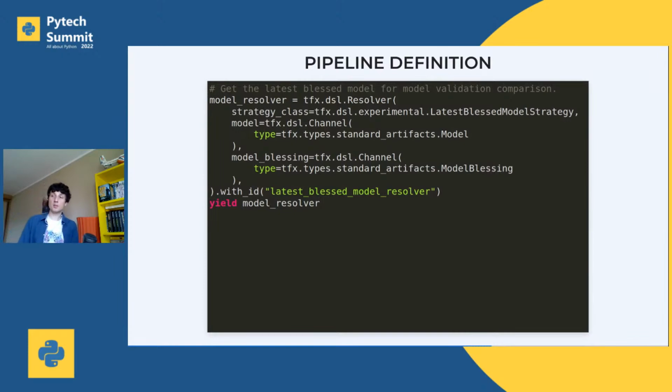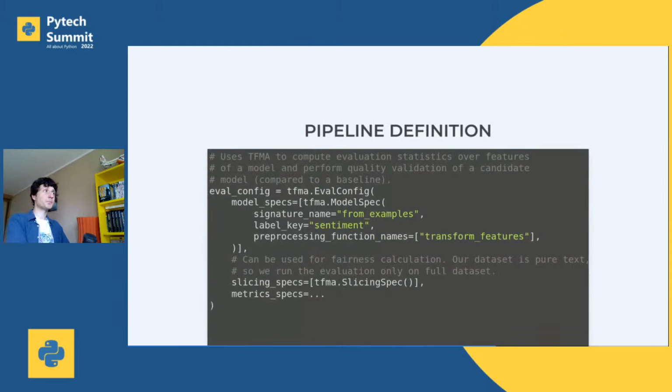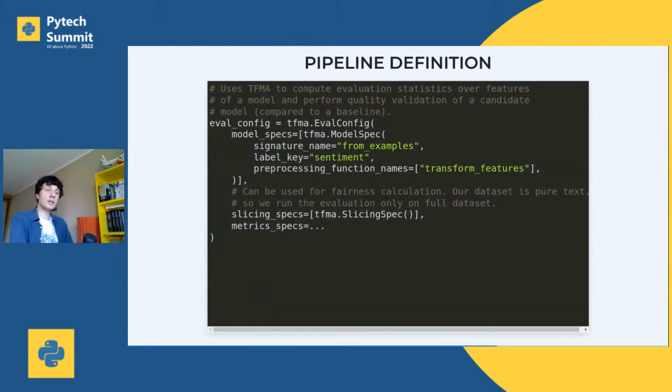This will train for us a candidate model, but we wanted to compare this candidate model to a previous baseline model. To do that, we first need to find this baseline model. We can use the resolver component, which is able to find for us the previous blessed model, so the previous one trained by the pipeline. And then we can start to configure the evaluation.